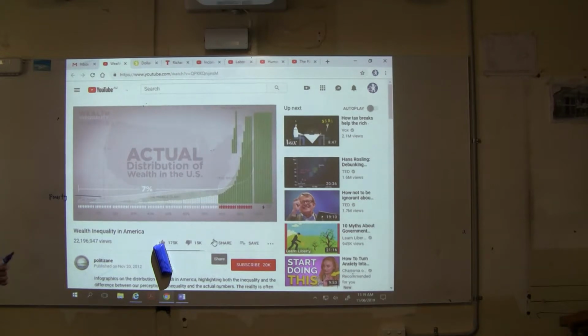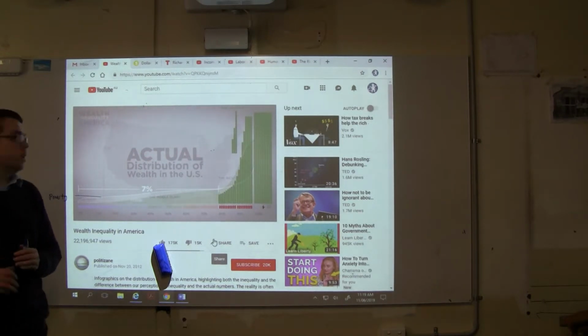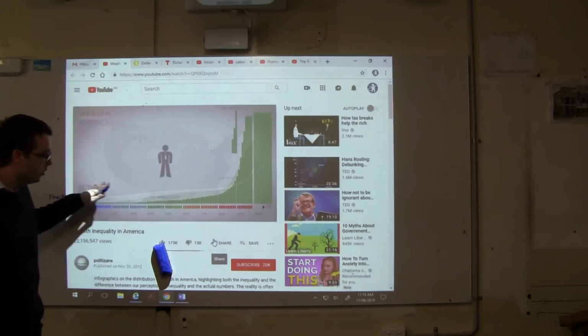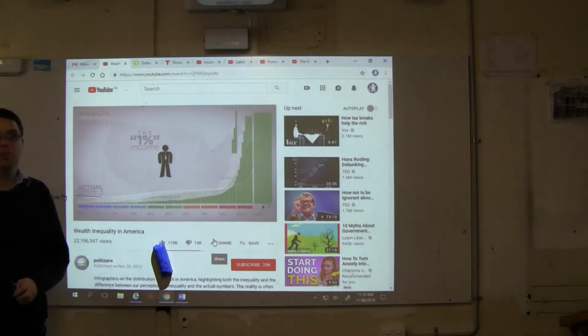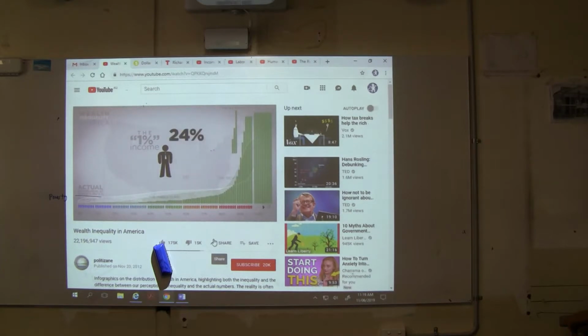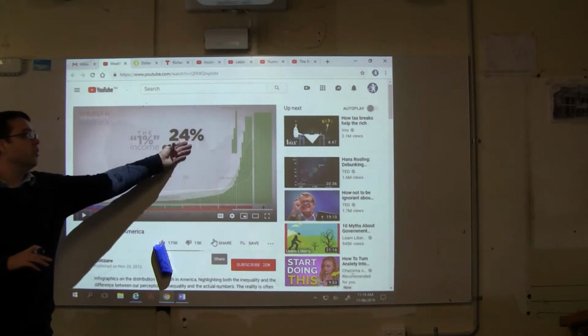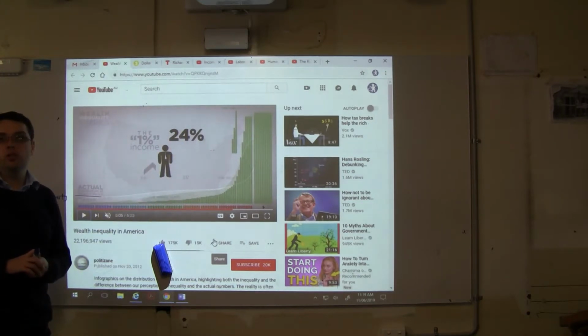Now, in terms of income, there's a difference between wealth and income. All of these people have 7% between them. All of this group here have 7% between them. Now, in terms of income, that means that for every dollar that's earned, 25 cents goes to the richest 1%.